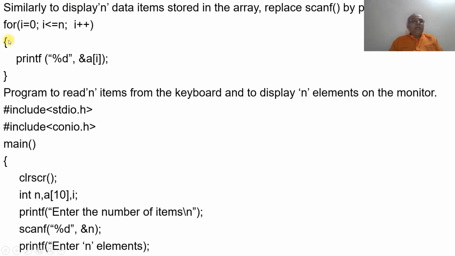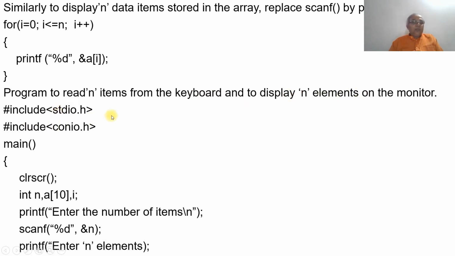Now similarly, we are going to display the n data items stored in the array by using scanf and printf. So for i equal to 0, i less than n, i++, open the parenthesis and printf("%d", A[i]). Here we have to have only A[i]. So now, a program to read n items from the keyboard and to display n elements on the monitor.